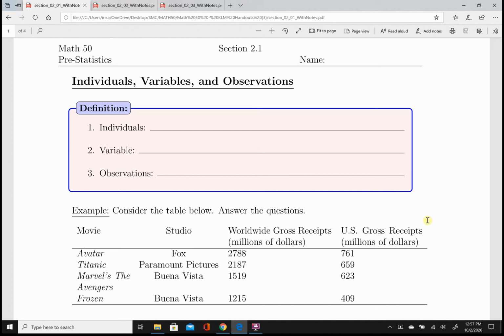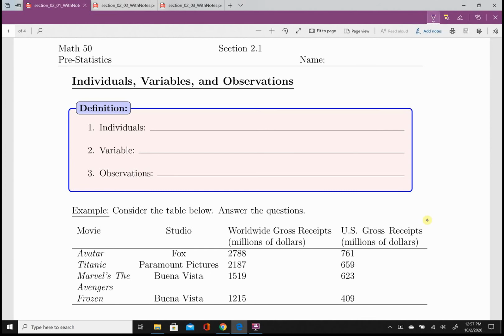So here we go. Let's start off by defining three very important fundamental terms, and they are individuals, variable, and observations. Okay, so what is an individual in terms of statistical studies? Individuals are the people or objects we want to learn about. So let's go ahead and add some notes. The people or objects we want to learn about.